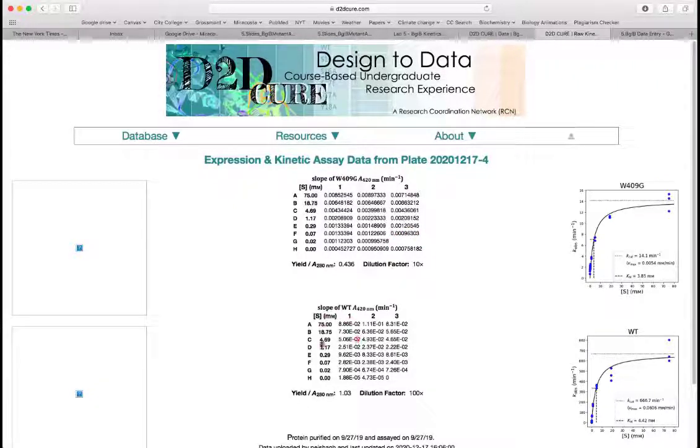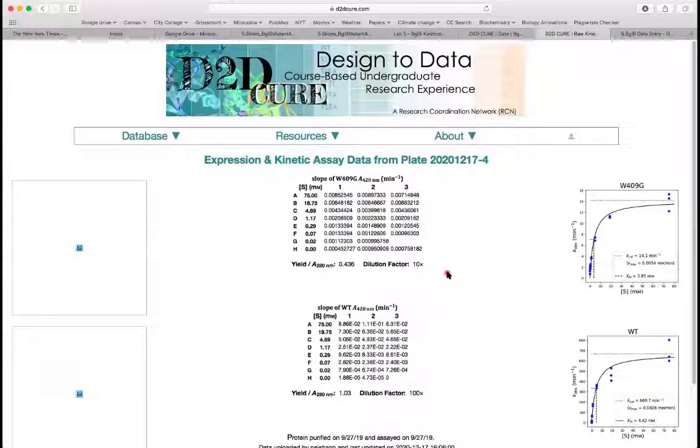All right, so that's true also of the wild type. Okay, varying substrate concentrations, and at each substrate concentration, the activity is measured in triplicate. All right, so again, good science always requires replication. And then finally, there's information on the amount of protein that went into the assay.